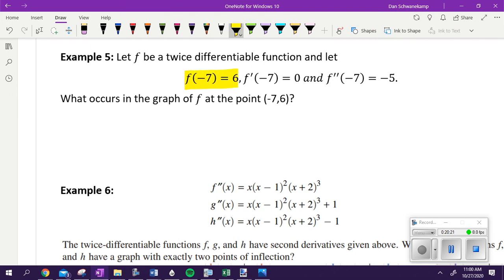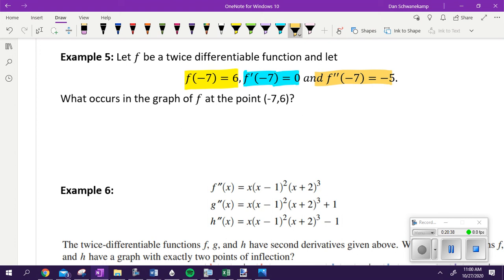F at -7 is 6. F prime at -7 is 0. And f double prime at -7 is -5. What occurs in the graph of f at that point, -7, 6? Talk with your neighbor. Think about it.